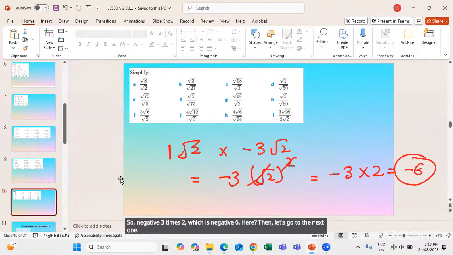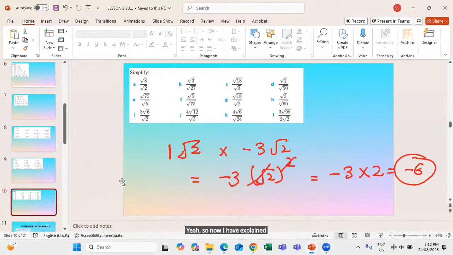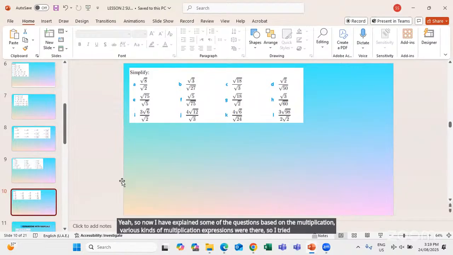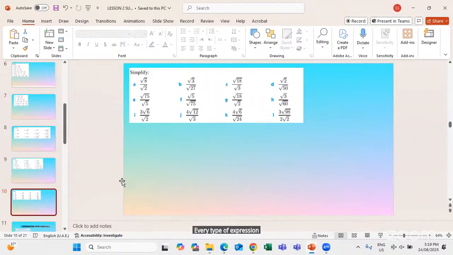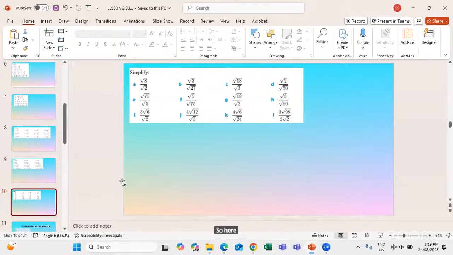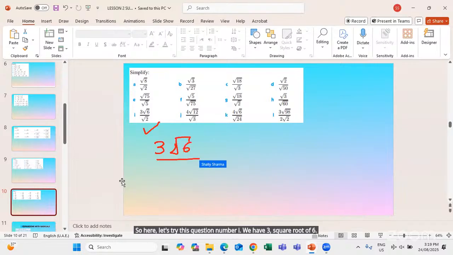Yeah. So now I have explained some of the questions based on the multiplication, various kinds of multiplication expressions were there. So I tried to cover almost every type of expression from there. Now we have some division based questions, though we have done, but let me explain that as well. So here, let's try this question number I. We have 3 square root of 6 divide by square root of 2.